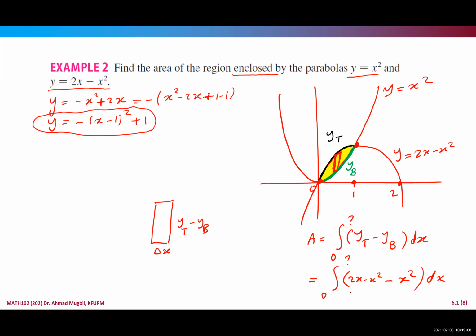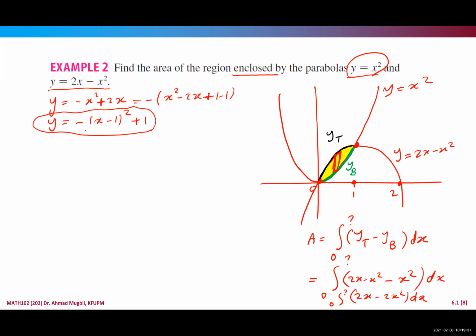Okay? So in this case, it is a matter of simplifying. This will be 2x minus x squared minus x squared, so it will be 2x minus 2x squared. You will integrate. Again, we still need to make sure that we are integrating from 0 to 1. It looks like 0 to 1, but how do we make sure? You need to solve for the intersection points. In fact, this point here is an intersection point.